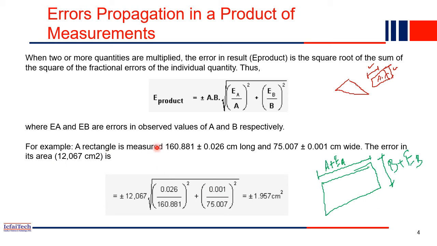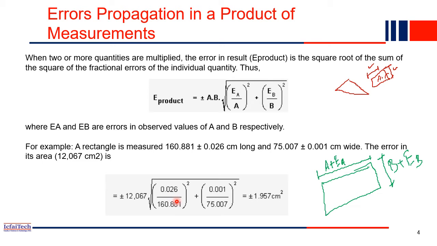For example, for a rectangular measurement, this length may be 160.881 plus or minus 0.026. 0.026 is the accuracy part, basically the error part. Similarly, for another distance you have 75.007 plus or minus 0.001. Now if you want to find the area, you multiply 160.881 by 75.001, which gives this value plus or minus the error part. This error part is 0.026 over the entire value, squared, the same formula we are using here.